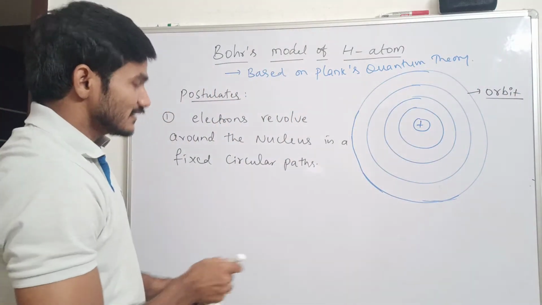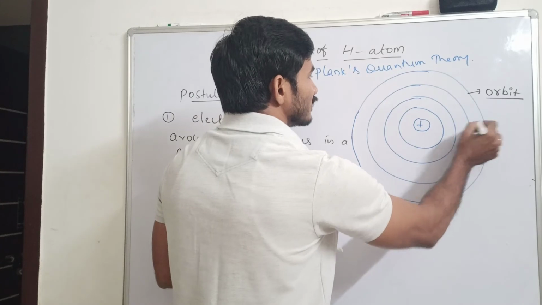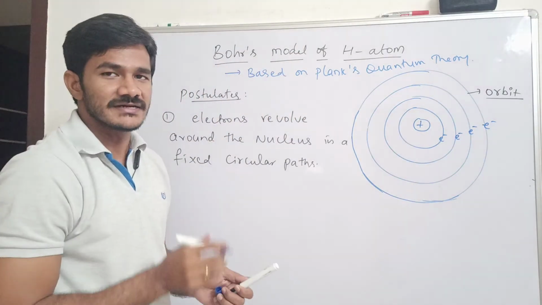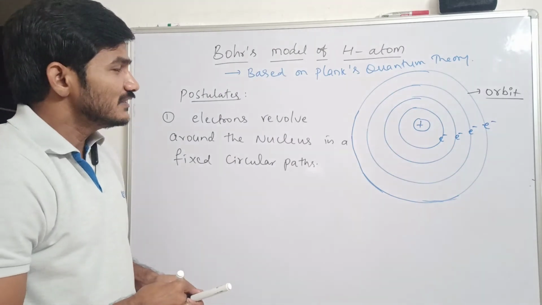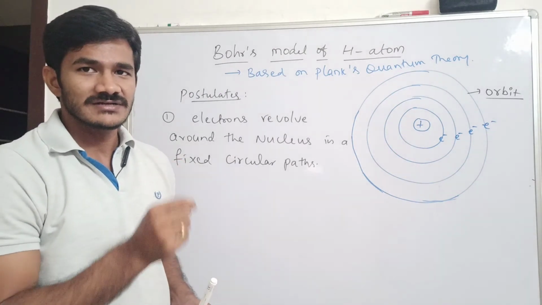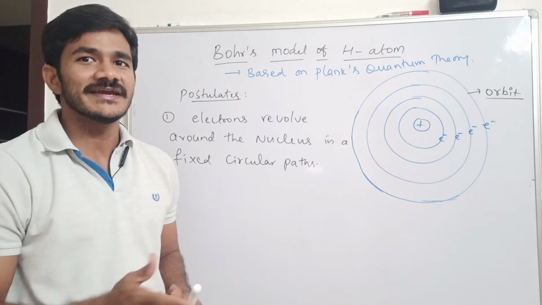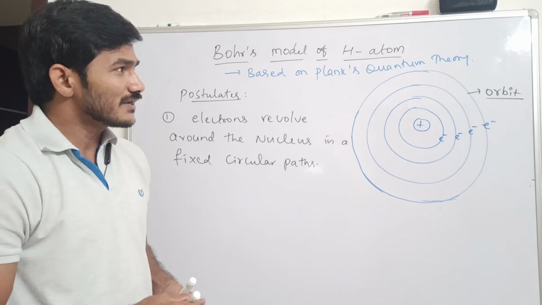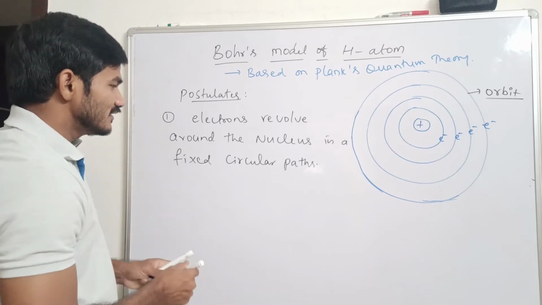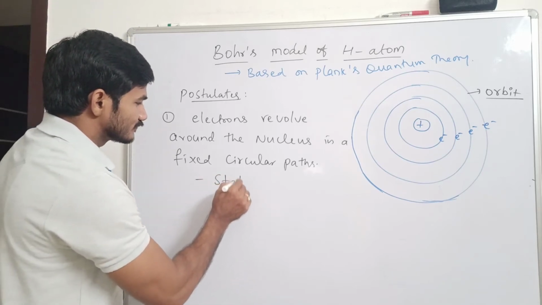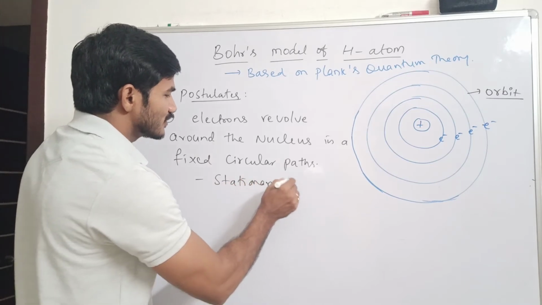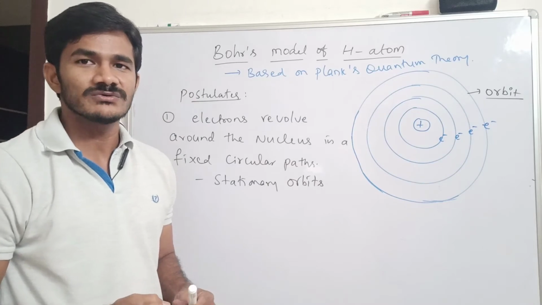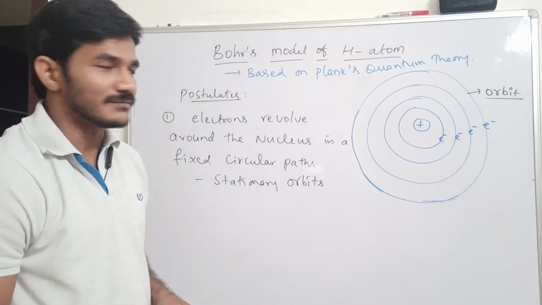So in this orbit, electrons will be revolving around the nucleus. In the center we have the nucleus. As soon as an electron revolves around the nucleus, it does not radiate energy. I mean, it neither gains energy nor loses energy. That's why these orbits are said to be stationary orbits. Stationary means fixed; they do not lose or gain energy.